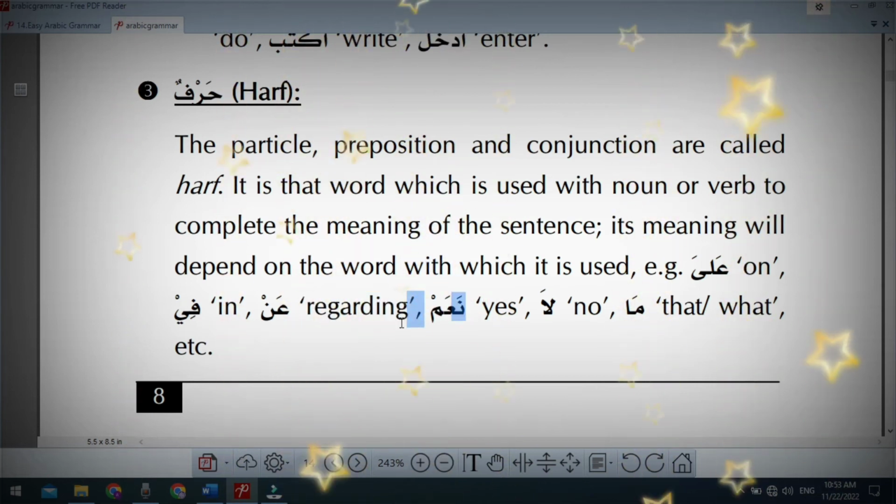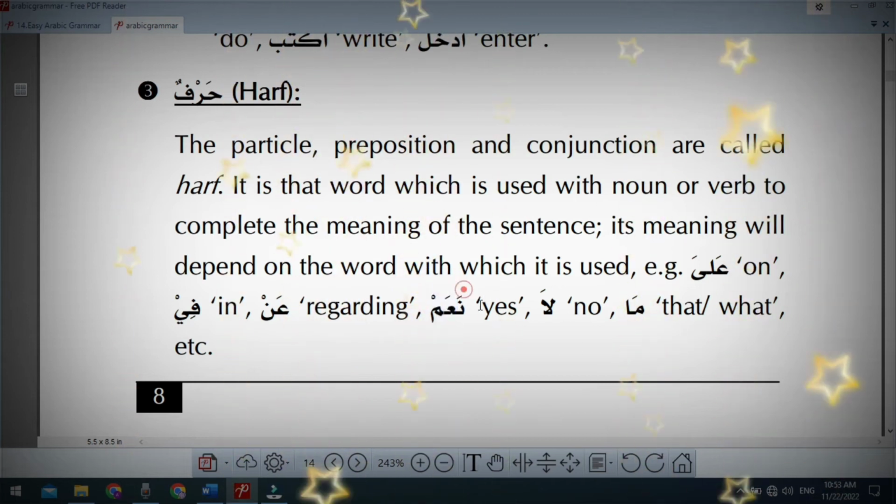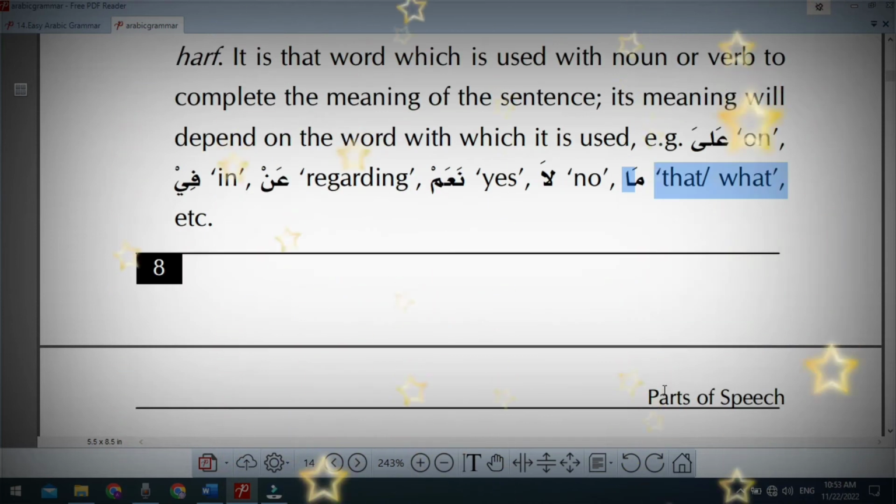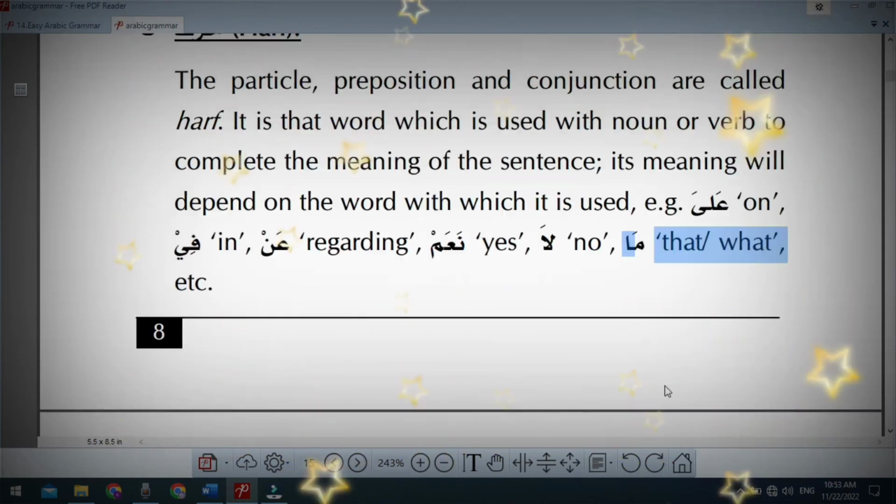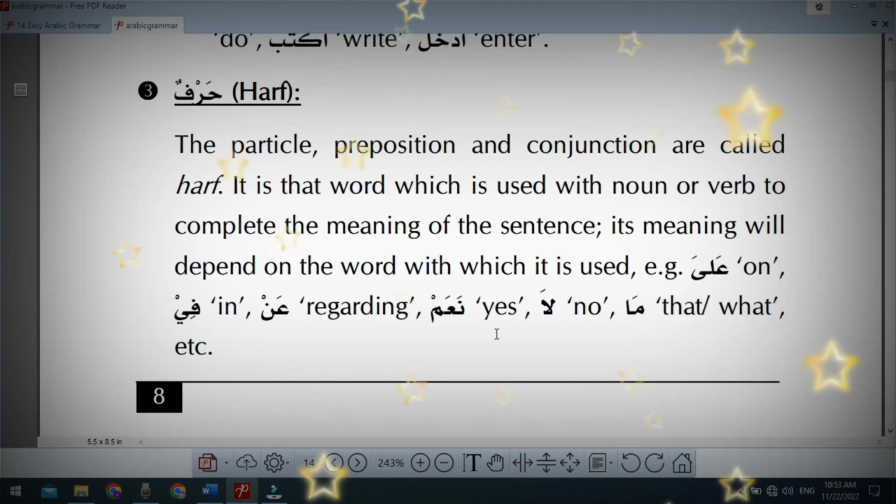Like that, the harf na'am. The meaning of this is yes. Like la. The meaning of la is no. The meaning of ma is that or what. So all these words are called harf.